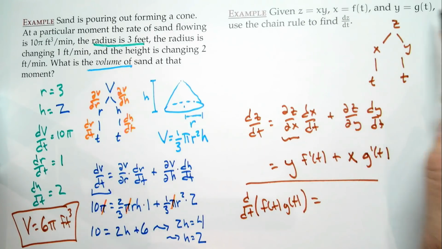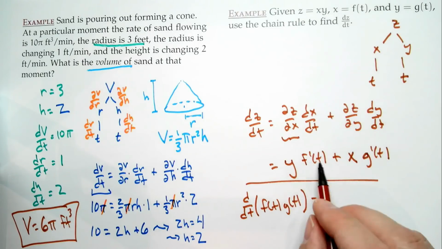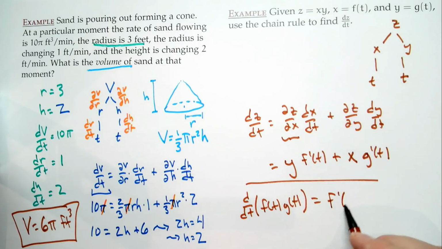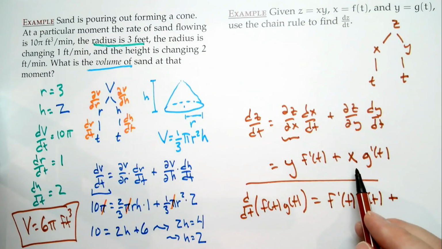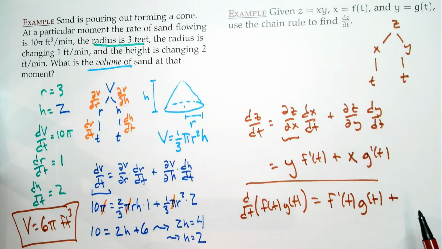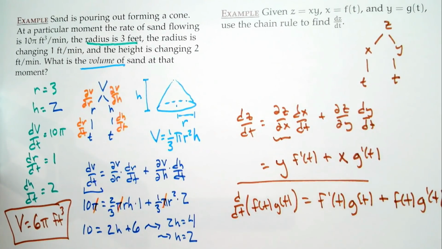Y is g of t. So I'm just going to change the order to make it look prettier. F prime of t times g of t plus x. What's x? F of t, and then times g prime of t. Well, what's that? Other than the fact that I've lost it on the edge. What do you see? It's the product rule.